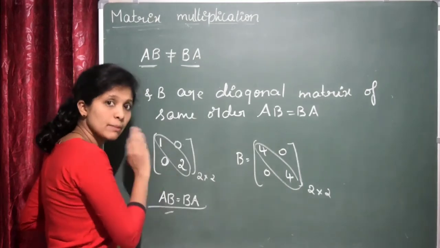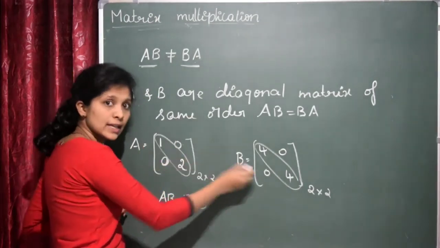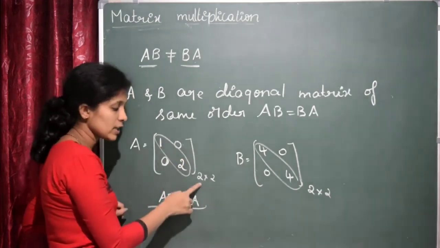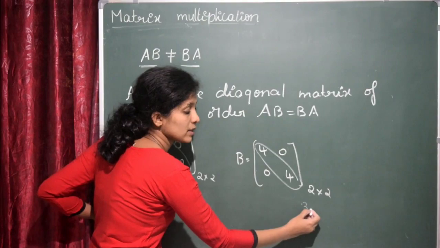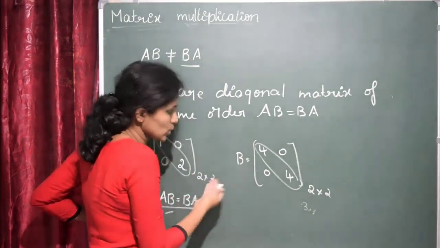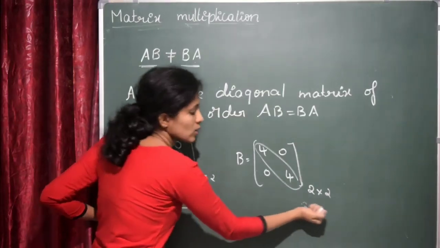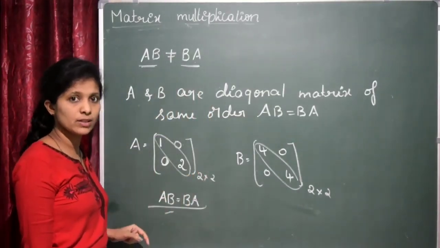Actually, matrix multiplication is not commutative, but if it is a diagonal matrix of the same order, here if you consider 2 by 2, both should be 2 by 2. We can't go with 3 by 3, because that multiplication is not possible, since 2 is not equal to 3. So of the same order, AB will be equal to BA. I hope you understood this one, an important one.